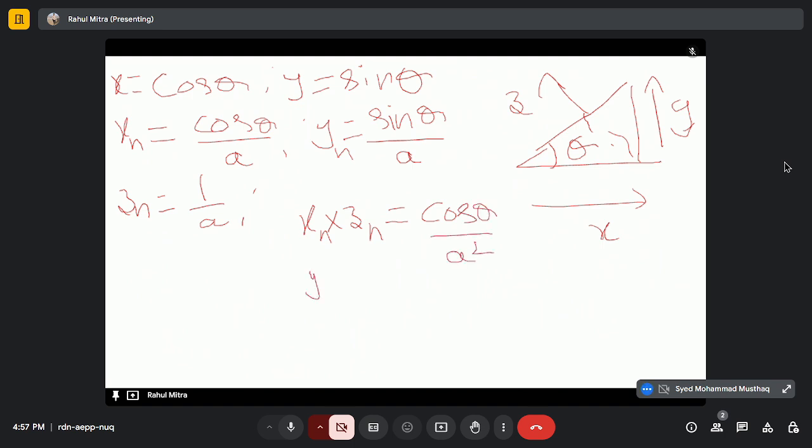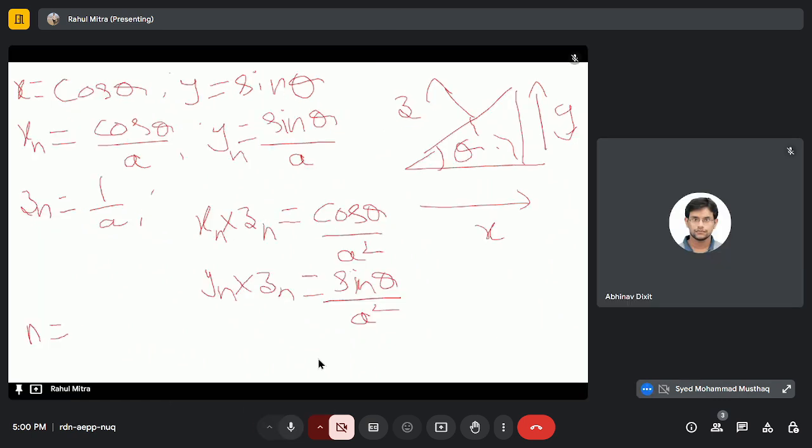And what about yn? The yn zn term will become sin theta by a square. So these are the broken bonds along the xz plane and along the yz plane. So the total number of bonds broken, n, equals to, just give me a minute.